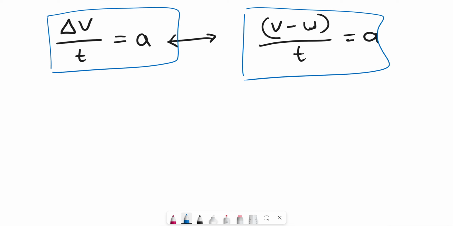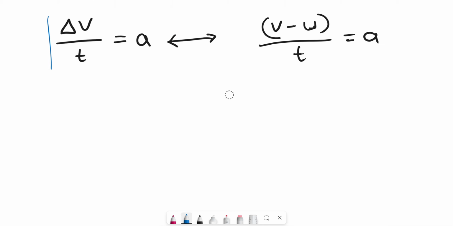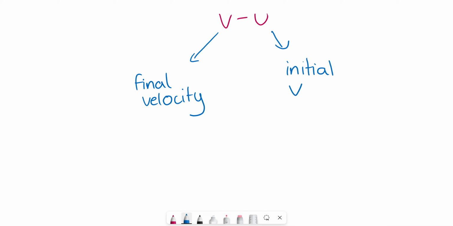Okay. Just the change in velocity has just been represented by v minus u, and all that's saying is that in v minus u, the v variable is your final velocity, and the u variable is the initial velocity. So all this allows us to do is just write it out in a cleaner way where you can input in the final and the initial velocity.